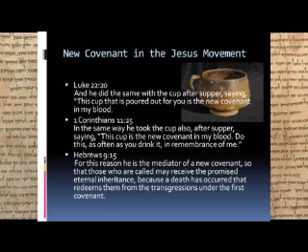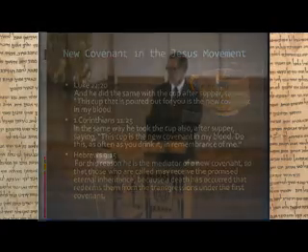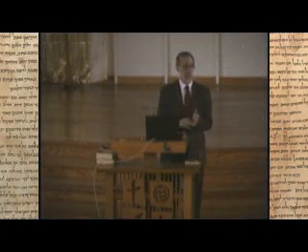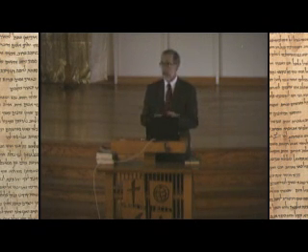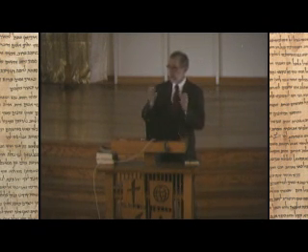Paul writes, "In the same way he took the cup also after supper, saying, 'This cup is the new covenant in my blood. Do this as often as you drink it in remembrance of me.'" And in Hebrews, "For this reason he is the mediator of a new covenant, so that those who are called may receive the promised eternal inheritance, because a death has occurred that redeems them from the transgressions under the first covenant."